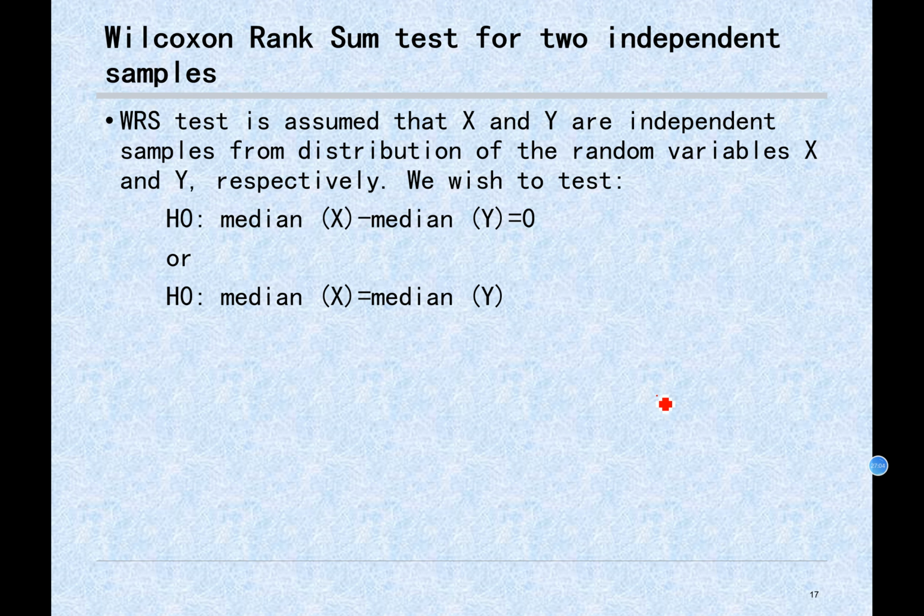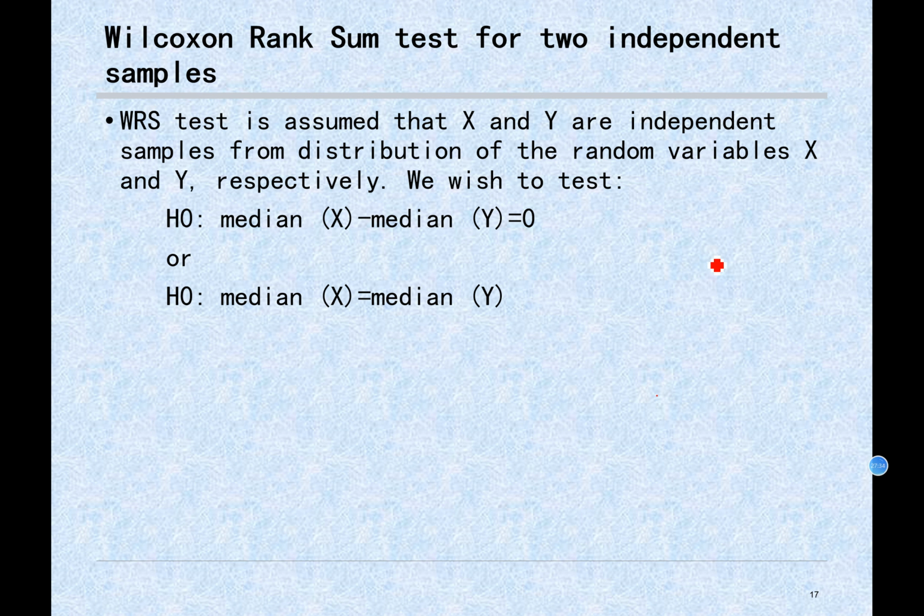Okay, next one. The second type of rank sum test is two sample test of central tendency. That is the name in our textbook, but most often I'd like to call it Wilcoxon rank sum test for two independent samples.